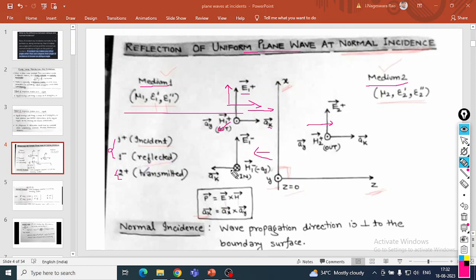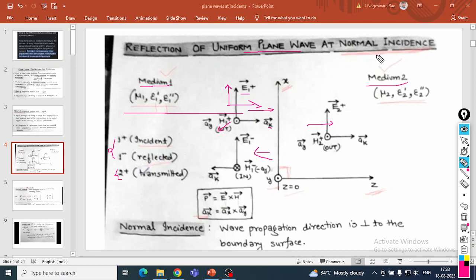Here the reflected signal is represented like this: E1 minus, H1 minus. This is the reflected electric signal, and this is the reflected magnetic signal. If you observe, this is the direction of your reflected signal. That's why you can observe here the cross in a circle, meaning inward direction. And in medium 2 we have the transmitted signals E2 plus and H2 plus. Here also we have the outward direction as per our Fleming's right hand rule, and the propagation of the wave is in the z direction. This is the direction of z.